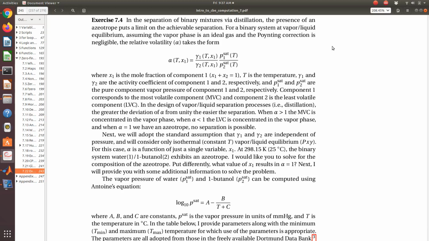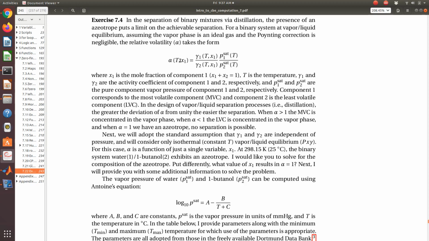I received another request for help with exercise 7.4. So here goes. Our little refresher is trying to solve for the composition at which my binary system exhibits an azeotrope. And here is our equation of interest.